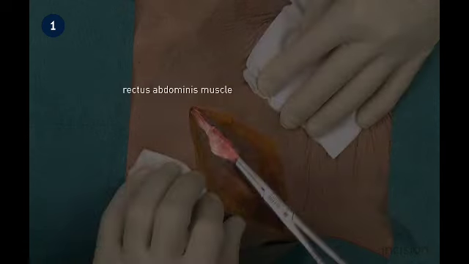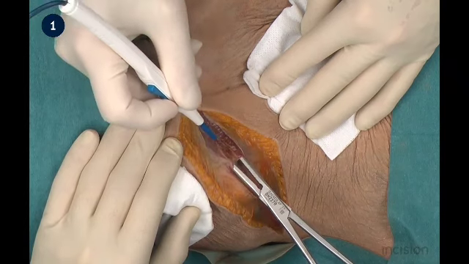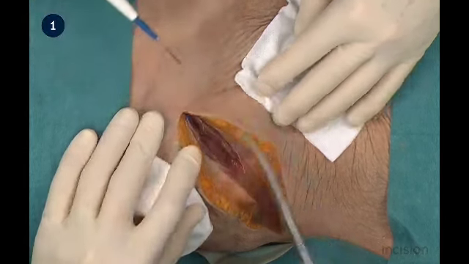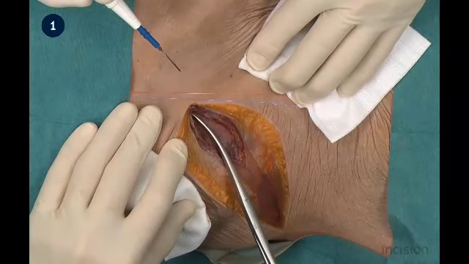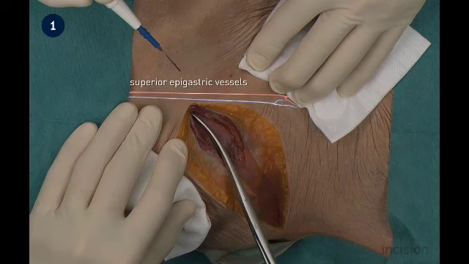The rectus abdominis muscle, now lifted and highlighted, is transected using electrocautery. During transection of the rectus abdominis muscle, the superior epigastric vessels may be encountered. A rough approximation of the location of these vessels is now shown. If they are encountered, they should be transected and ligated to prevent post-operative hemorrhage.